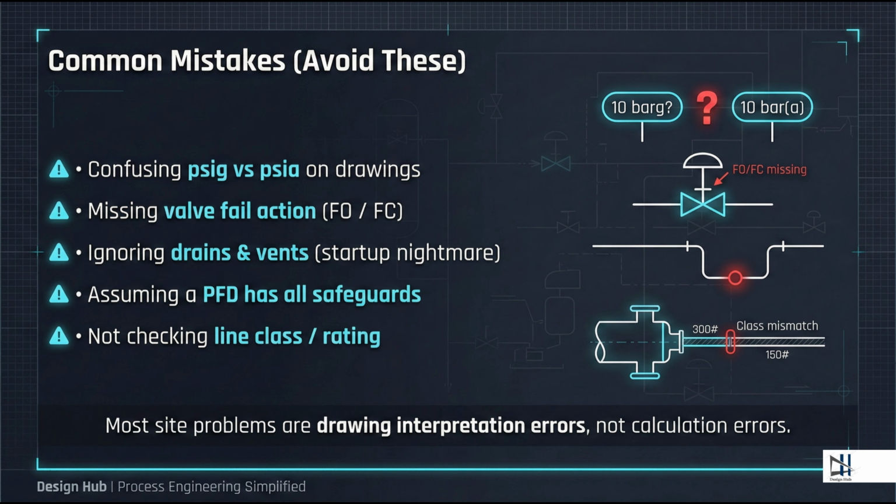Common mistakes to avoid: confusing SIG and SIA, ignoring control valve fail action, missing drains and vents which make startup a nightmare, assuming safeguards are shown on the PFD, and not checking line class or rating. These mistakes are very common and they create expensive site issues.